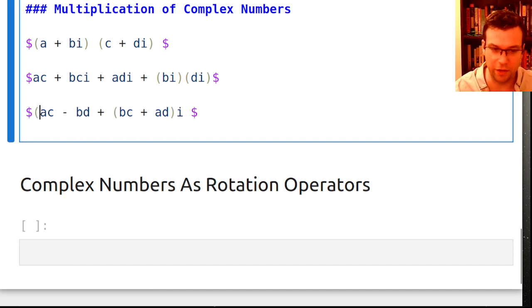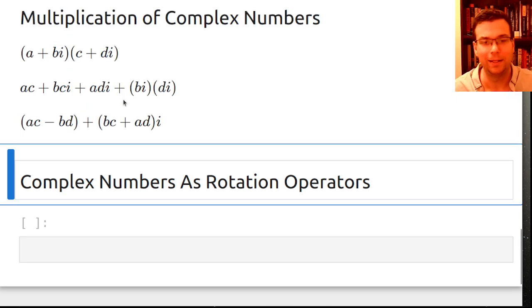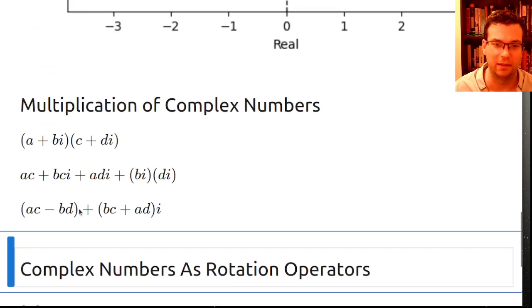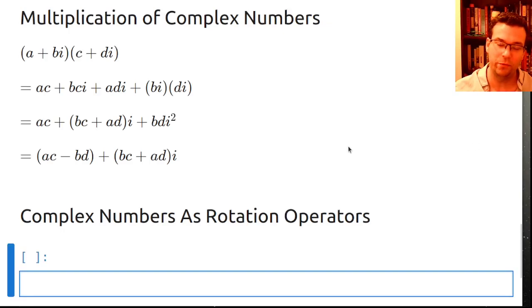So if I do that and then I combine like terms, the result that I get is this. Okay? So it's ac minus bd in the real component, plus the quantity bc plus ad in the imaginary component. Okay, so that's multiplication for complex numbers. It's literally just following through FOILing.